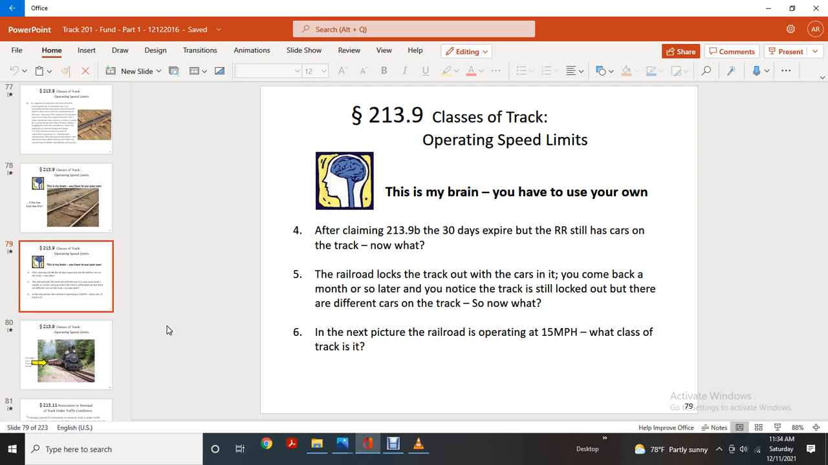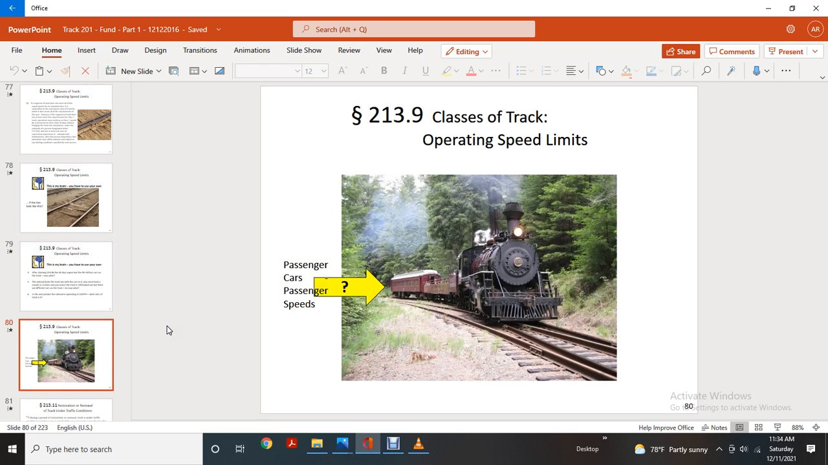After claiming to do 213.9B with a 30-day, except the railroad still has cars on the track. No, what? The railroad locks out the track with the cars. If you come back a month or later, you notice the track is still locked out, but there are different cars on the track. So now what? In the next picture, the railroad is operating at 15 miles an hour. What class of track is it? The passenger car speed with the B2.